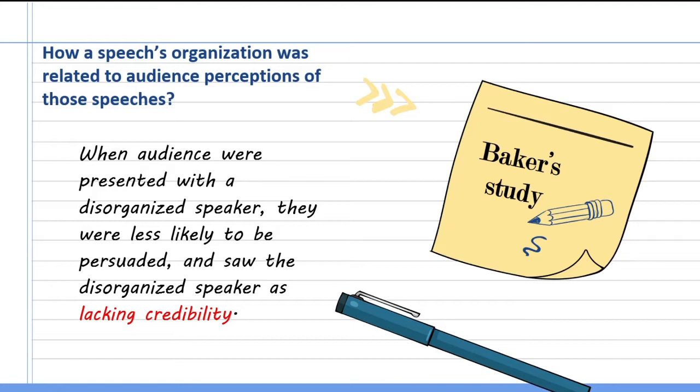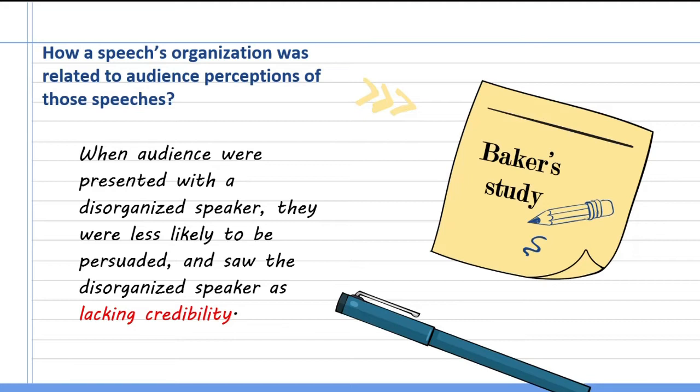So, if you notice, they have different thoughts in answering those questions, like how speech organization was related to audience perceptions of those speeches. The first one is by Raymond Smith: if you have an organized speech, the audience is interested to listen to the speech. Second, from Thompson: if you have an organized speech, it wouldn't be hard for the audience to recall or remember it after the speech.